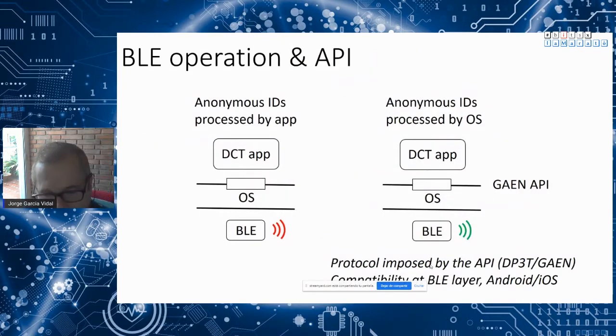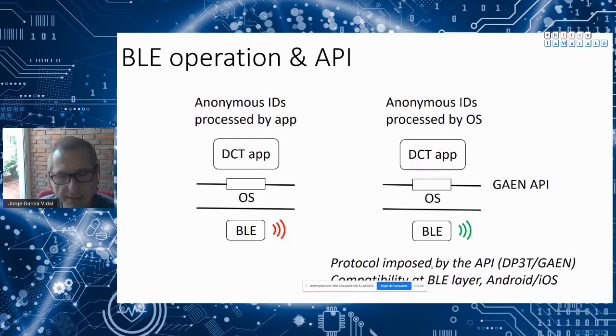There is a very important factor for understanding those applications, and that is who is responsible for managing the Bluetooth Low Energy system. In some systems, it is the application itself, through the standard API provided by the operating system, that manages the Bluetooth Low Energy subsystem, and essentially provides the Bluetooth Low Energy the anonymous IDs, the strings that identify the users. So on the left, the one responsible for managing Bluetooth Low Energy is the application.